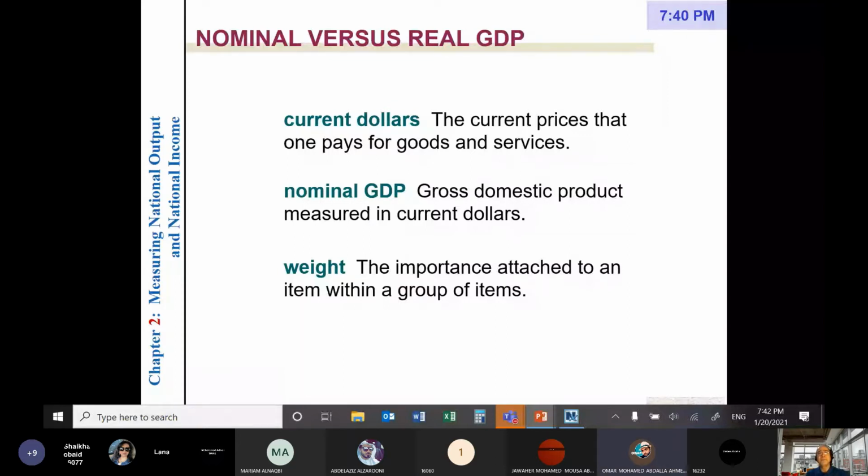Current dollar, the current price that one pays for goods and services.